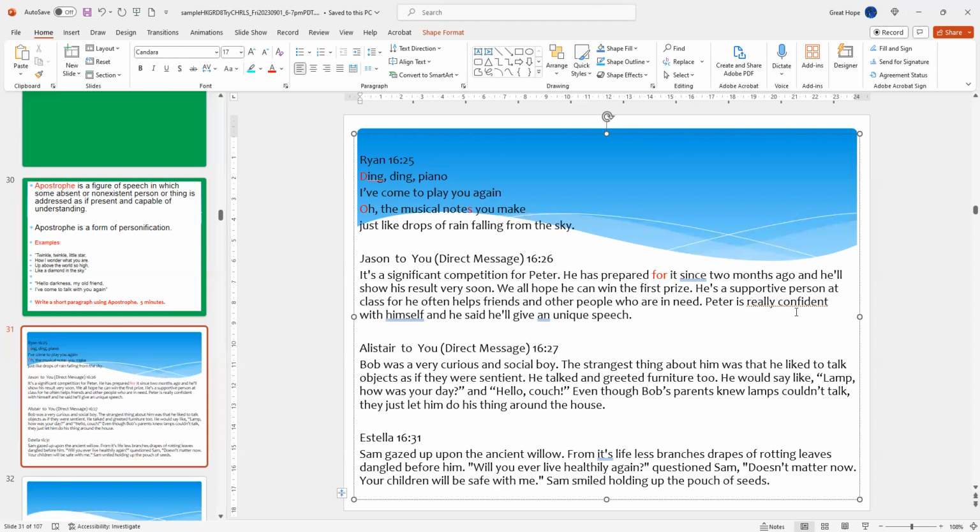All right, the writing itself is not bad, but let's take a look if it's an apostrophe. Peter's really confident with himself, and he said he will give on unique speech. So he's really confident. He said, because you use the present tense, always use the present tense, unless you already use some past tense. But you didn't do that. Just use the present tense because you have been using present tense for the whole writing. Do you understand, Jason? Because the whole writing you're using the present tense, so keep using it.